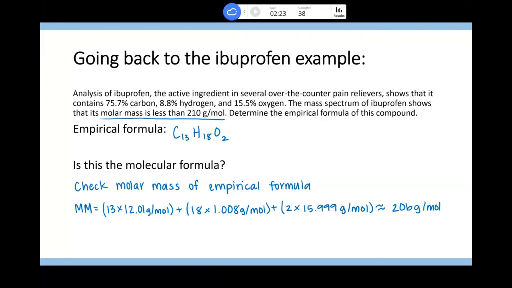Okay, so on the board, I've calculated the molar mass of the empirical formula. So 13 times the molar mass of carbon, 18 times the molar mass of hydrogen, 2 times the molar mass of oxygen. Add that all together, and it's about 206 grams per mole. So that's just less than 210. That means that the empirical formula that we determined is the molecular formula. So one molecule of ibuprofen contains 13 carbons, 18 hydrogens, and 2 oxygens.